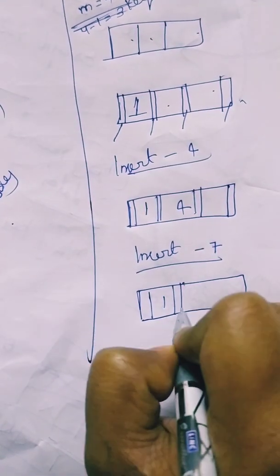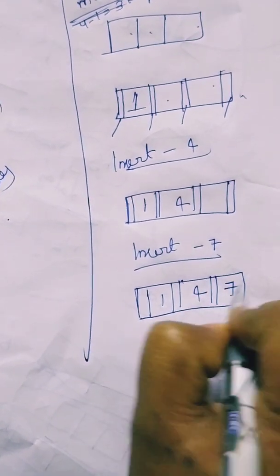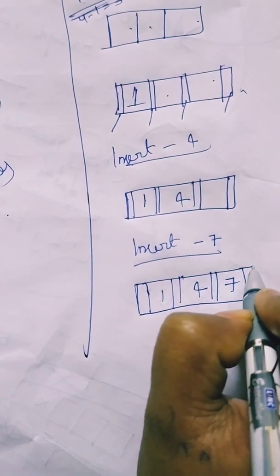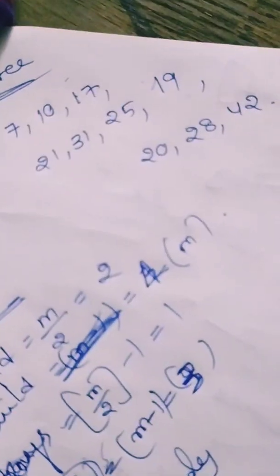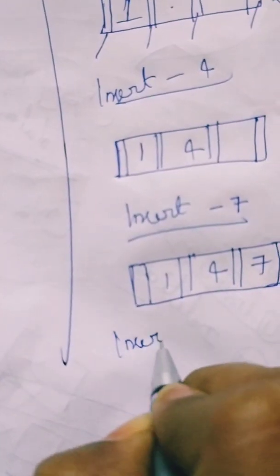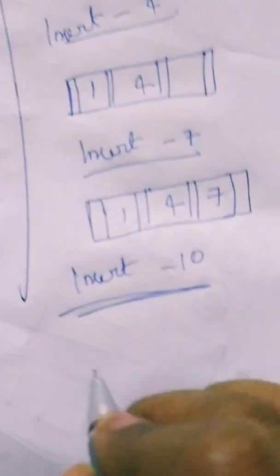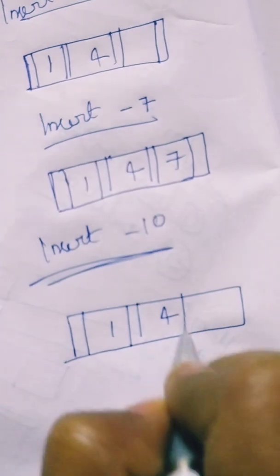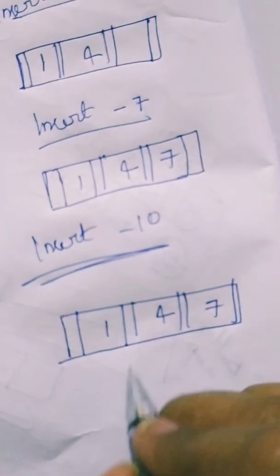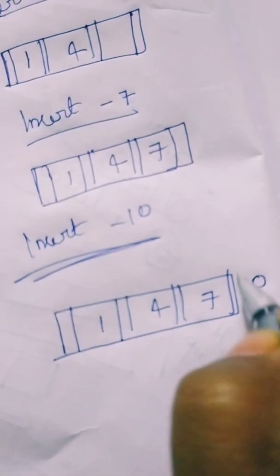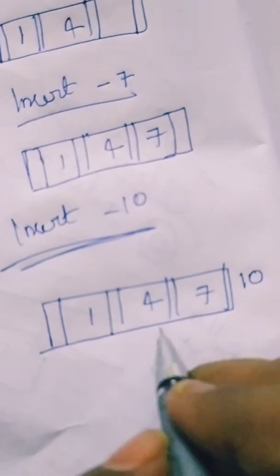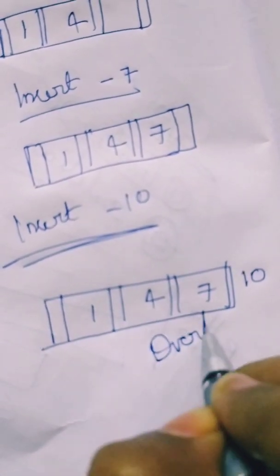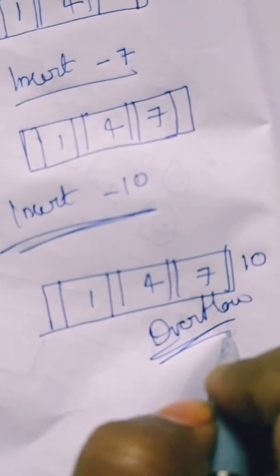Then 1, 4, 7. The inserted node must be in sorted order, so we can go through this. Then insert 10. Here it is already filled. Insert 10, where we can insert 10 after 7, but it is overflowed. This is the overflow condition.